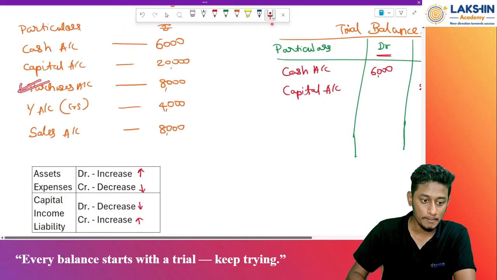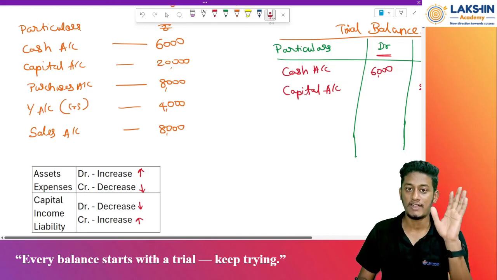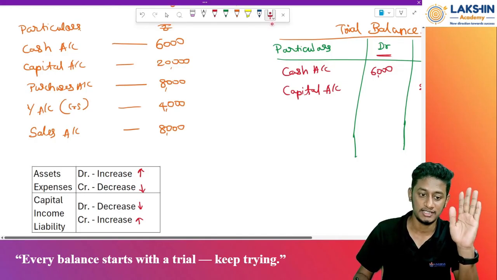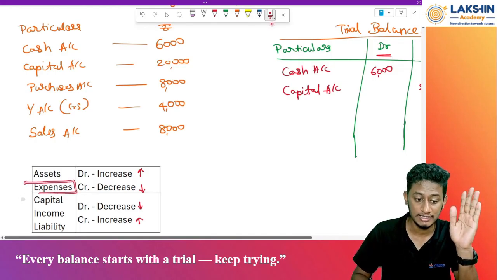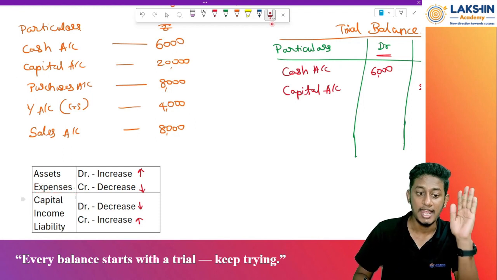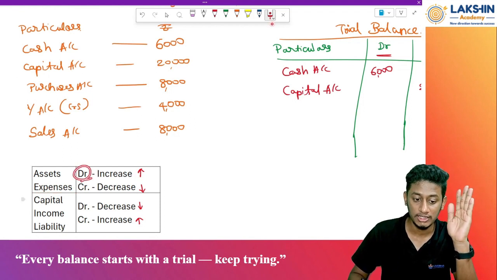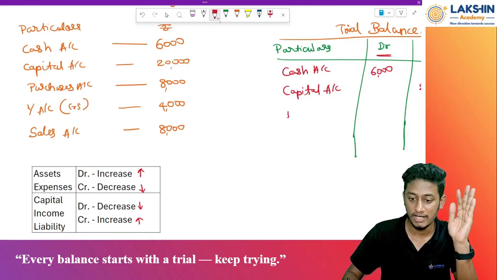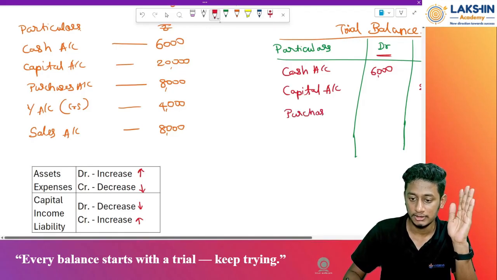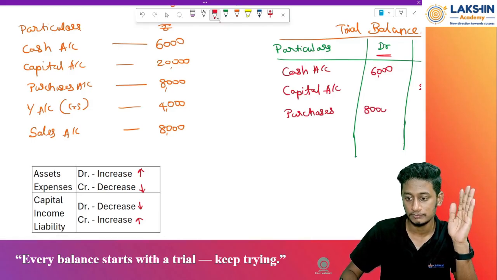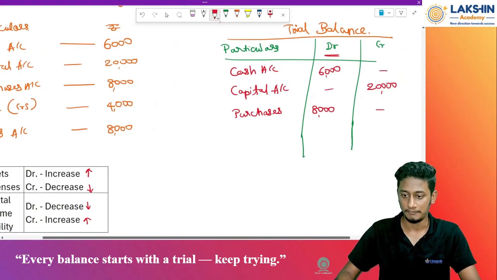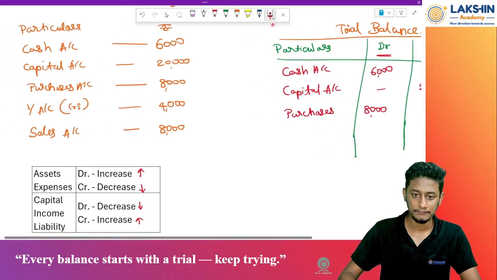Then we have purchases account. What is purchases out of my 5 heads? It is an expense, right? So for purchases, again, look at the upward arrow. Where is it? On the debit. So purchases account will have a debit balance of rupees 8,000. Okay. Then next.